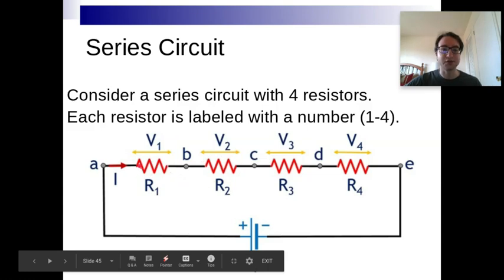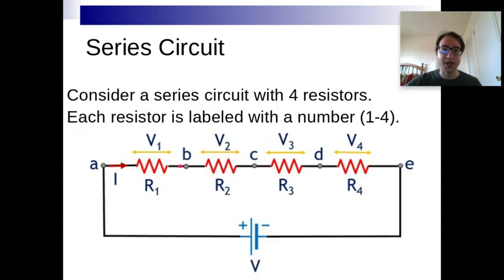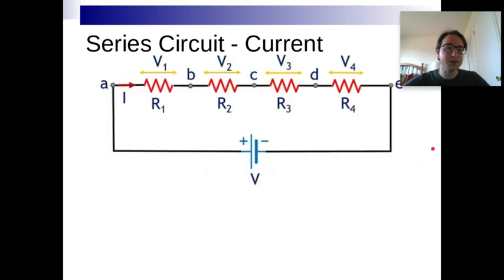The current running through resistor 1 we'll call I1. The current running through resistor 2 is I2, and so forth. So here's just an example circuit. Let's talk about some actual equations to solve for these measurements.